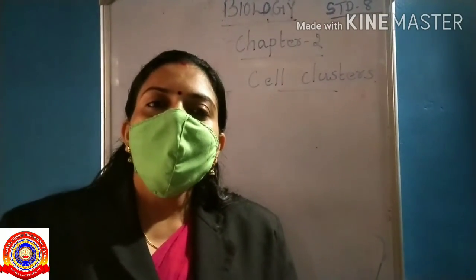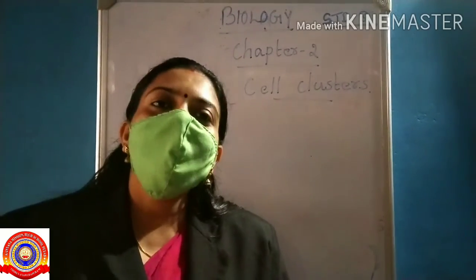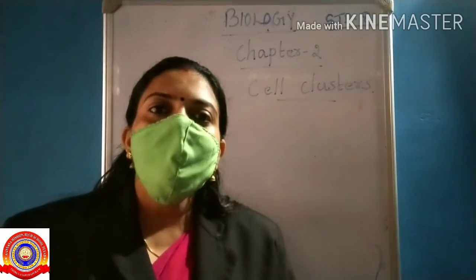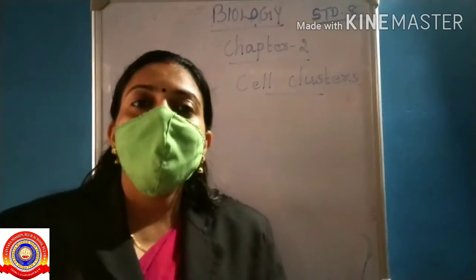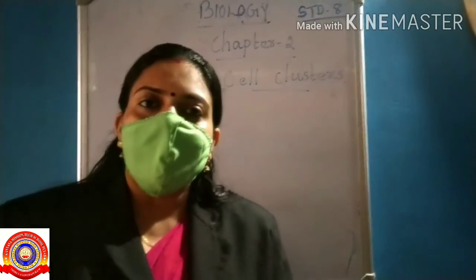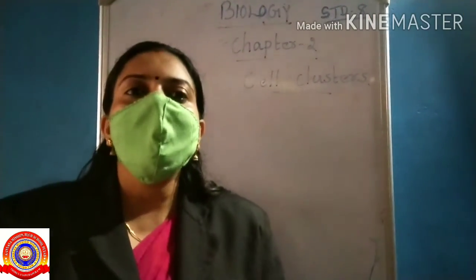What we studied in the previous class, do you remember? In the previous class, we studied about tissues. Tissues are groups of similar cells that have a common origin and perform specific functions. Next, we studied about zygote. Our body is developed from a single cell called zygote.